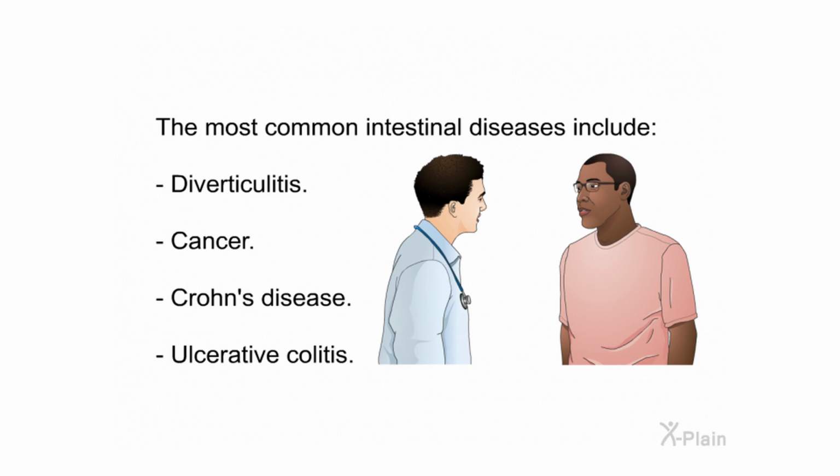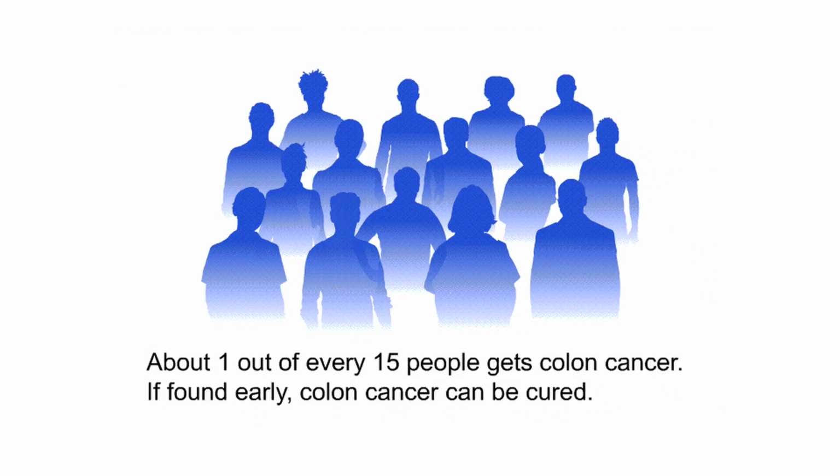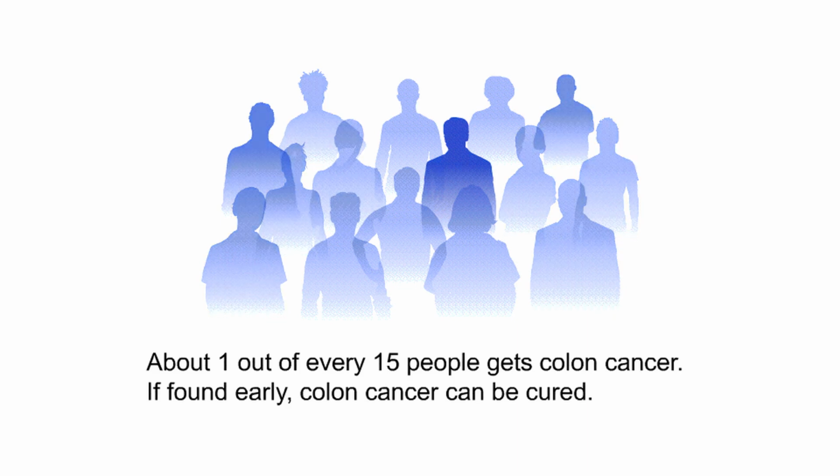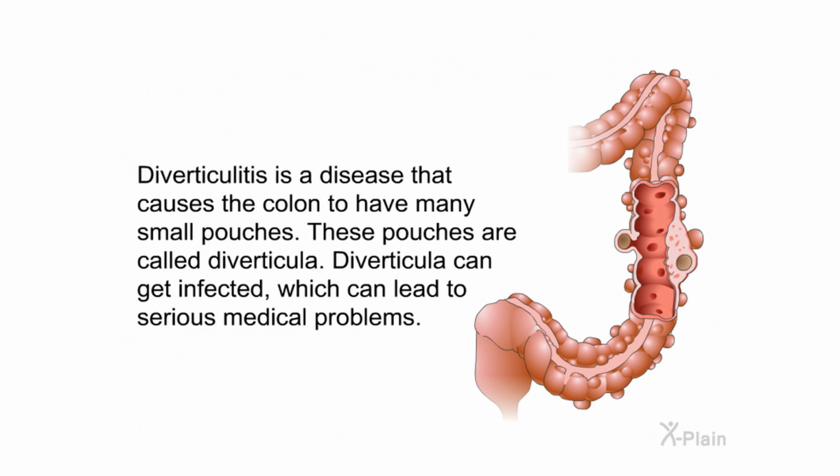Symptoms and causes. The most common intestinal diseases include diverticulitis, cancer, Crohn's disease, ulcerative colitis. About 1 out of every 15 people gets colon cancer. If found early, colon cancer can be cured. Diverticulitis is a disease that causes the colon to have many small pouches. These pouches are called diverticula. Diverticula can get infected, which can lead to serious medical problems.